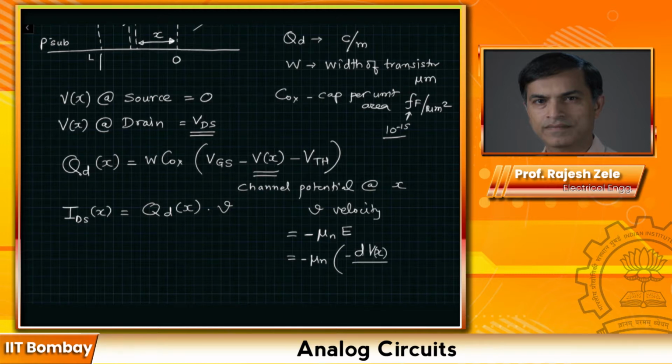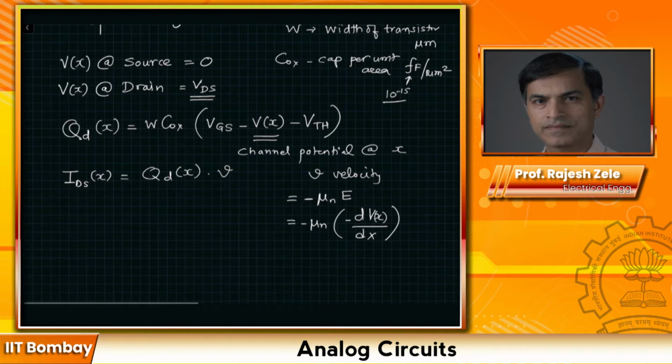dVx divided by dx, and that comes out to be, again the two negative signs go away, mu n dVx divided by dx. So this is the velocity of the electrons, because electrons are the carriers in this case. So the signs basically take care of electrons and specifically for electric field based on the delta of the potentials.